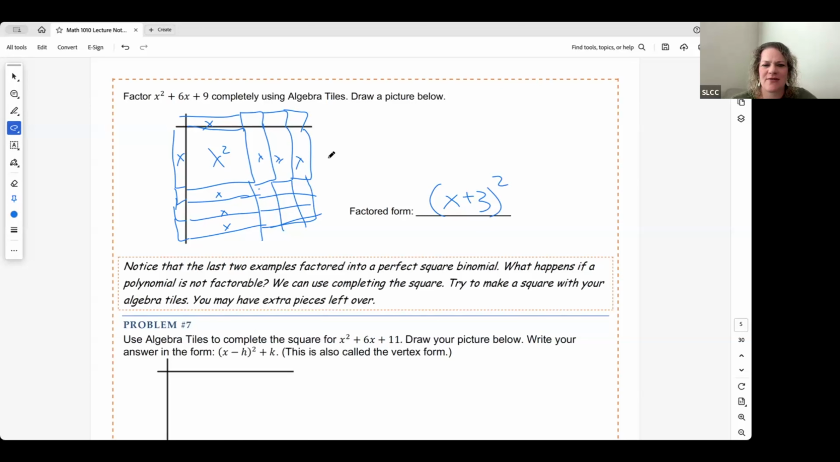All right, I hope that helped you understand it a little bit, and we'll be back to look at what happens if there's not a perfect square. See you soon.